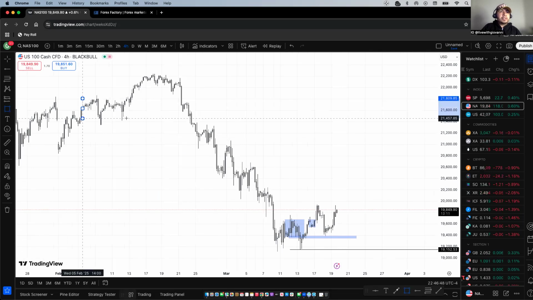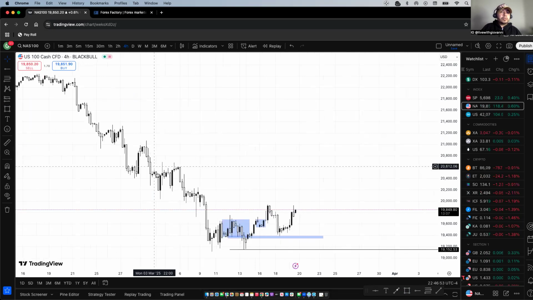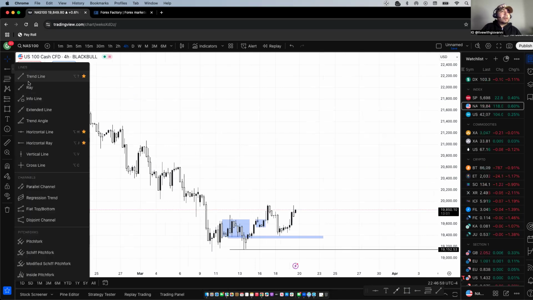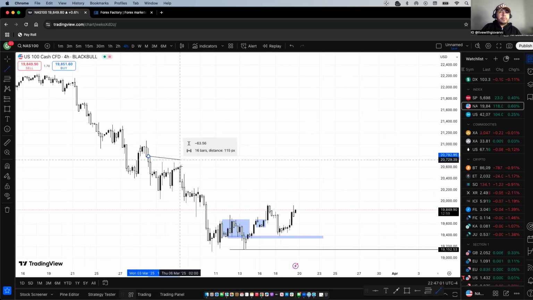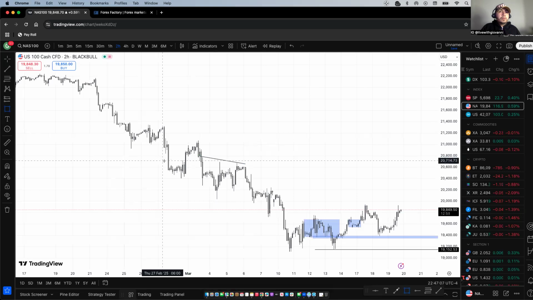Obviously you can see this consolidation up here, so we can name that area. I'm also looking at this area right here, on the liquidity end, which I like way, way, way more, right? Boom, right here. Let's go to the 2 hours.